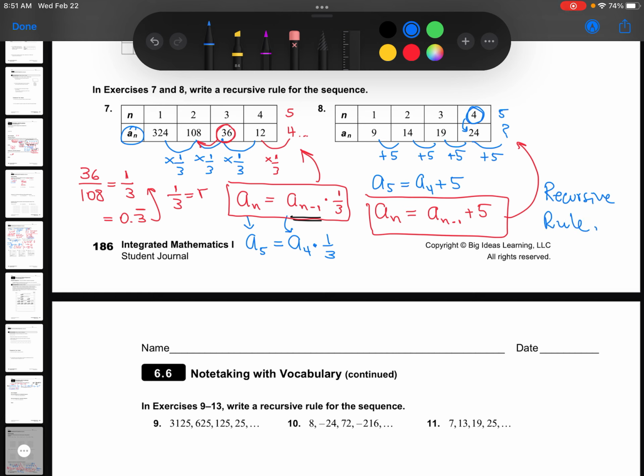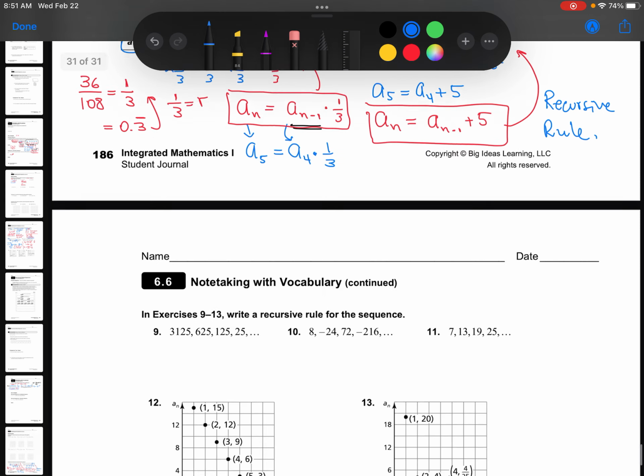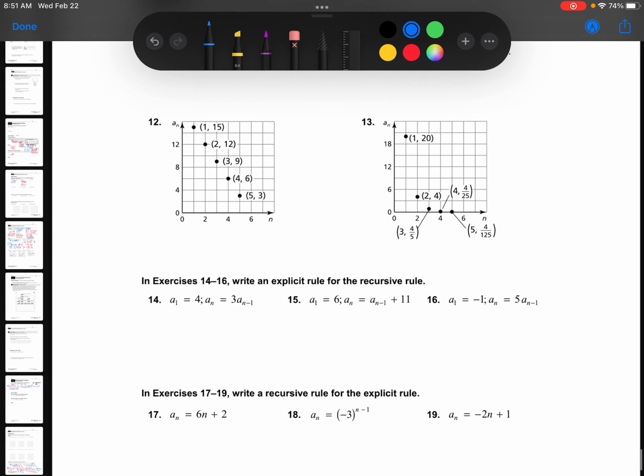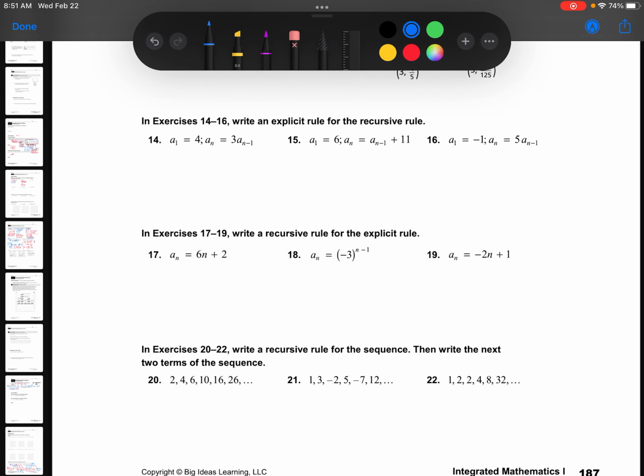So that's what the recursive rule is about. It's quite simple, as you can see, okay? And that's all we need to know. Now, there might be some other exercises that make it a little bit harder. So let's take a look at exercises 14, 15, 16 and see what happens here. Well, let's do number 15, and we are asked to write the explicit rule based on the recursive rule. Okay, let me try to find out the first 4 terms here.